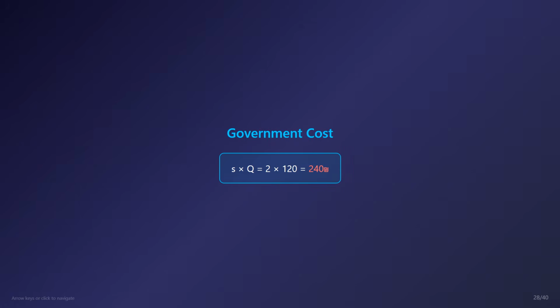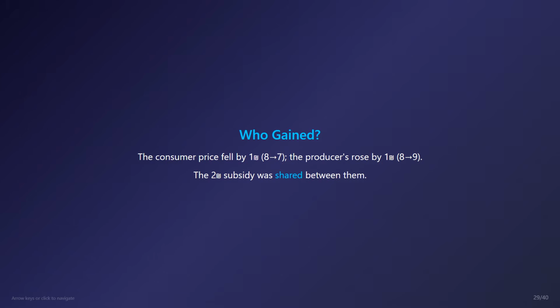And the cost to the government is the subsidy times the quantity. 2 shekels times 120 units, which is 240 shekels. That's the money the public pays out. Notice how the benefit split. The consumer price fell by 1 shekel, from 8 to 7. The producer price rose by 1 shekel, from 8 to 9. So the 2 shekel subsidy was shared evenly between the two sides.